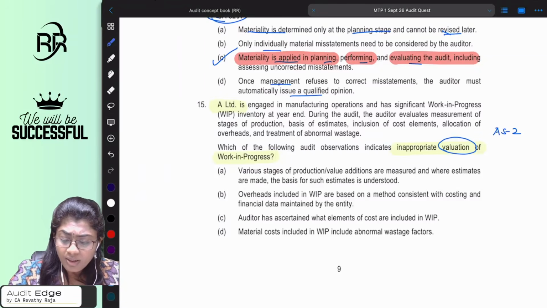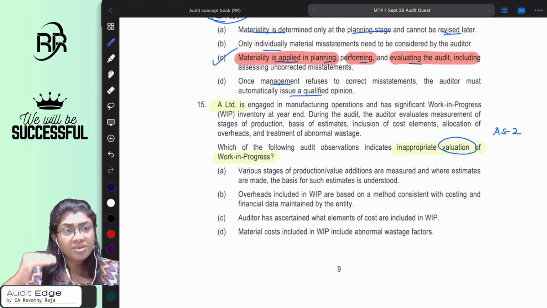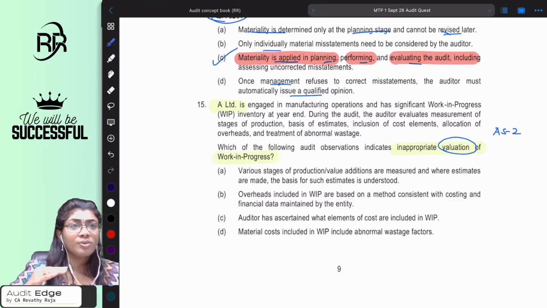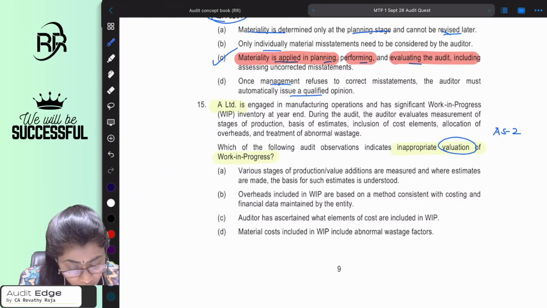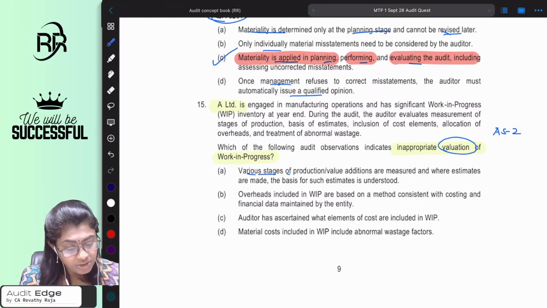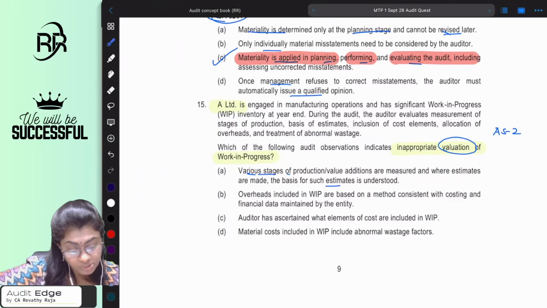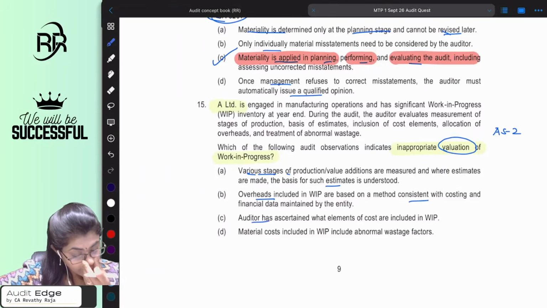While you are valuing the inventory, certain amounts should be included in the cost of inventory, certain should not be included. That you know better than me, so directly say the answer. Various stages of production, value additions are measured, estimates made, the basis of estimates understood. Overhead included based on method consistent with costing financial data. Auditor has ascertained what costs to be included in WIP.